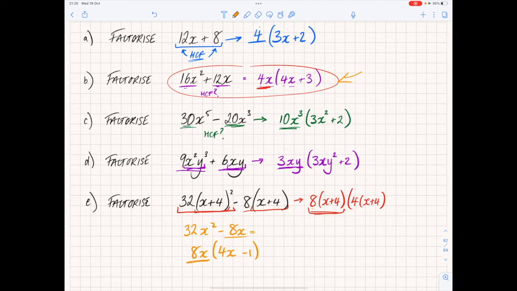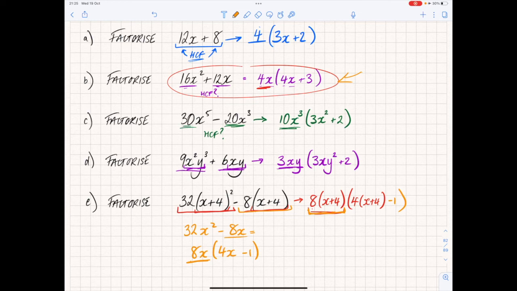Instead of just having an 8x on the outside, what I've now got is an 8 brackets x plus 4. So it's a similar concept, okay? So 8 brackets x plus 4 is a bit that's on the outside. To get that to this, I multiply it by 4, and then to get the x plus 4 squared, I've got to times that by itself. Then I'm saying to myself, how do I get 8 brackets x plus 4 to minus 8 brackets x plus 4? Well, I times it by minus 1.